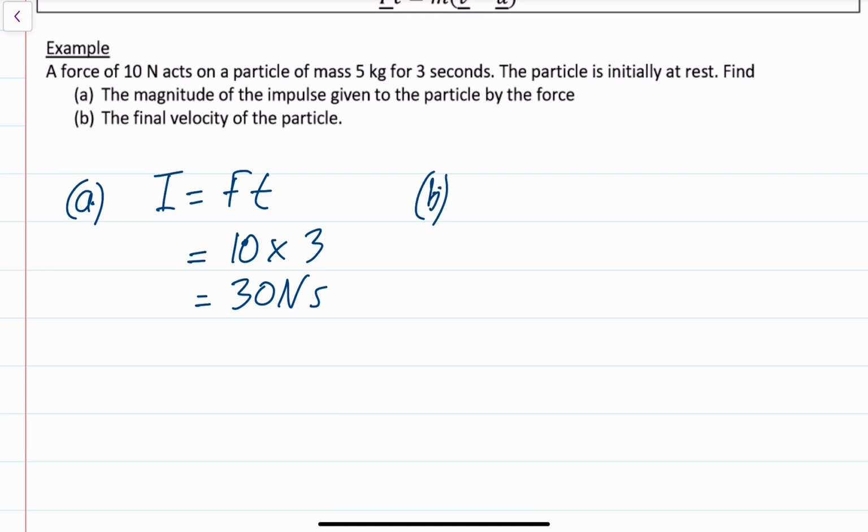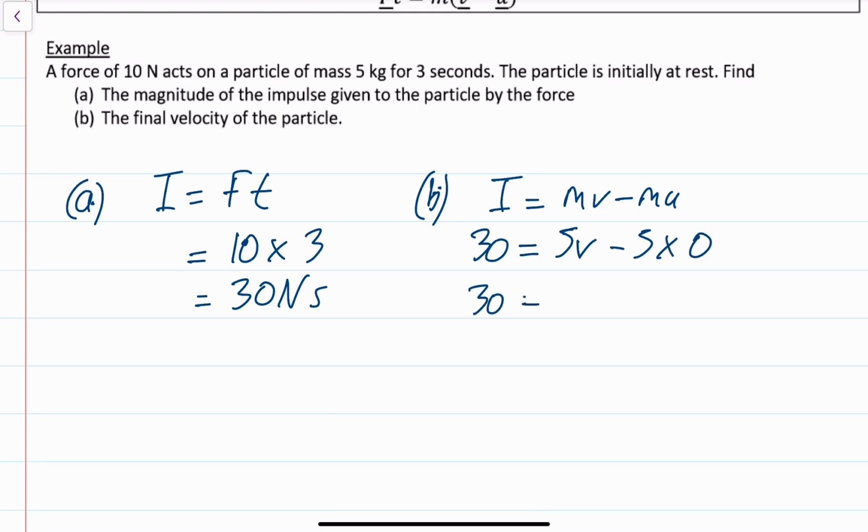Now the next thing it says is find the final velocity of the particle. So we don't need to do a diagram. We can just say mv minus mu, and we fill in what we know. So from part 1 we got the impulse was 30, the mass is 5 times your final velocity, minus 5 times your initial velocity, which was 0. So that just tidies up to be 30 equals 5v, a little bit of working out. V works out to be 6 meters per second.